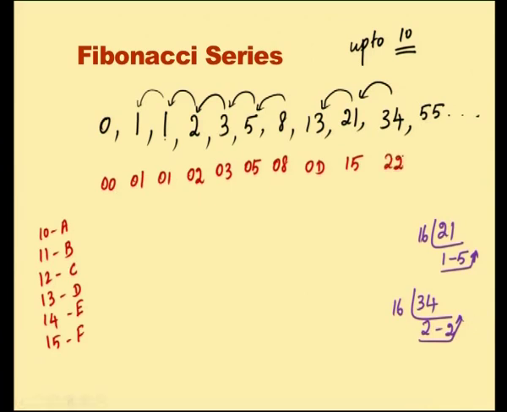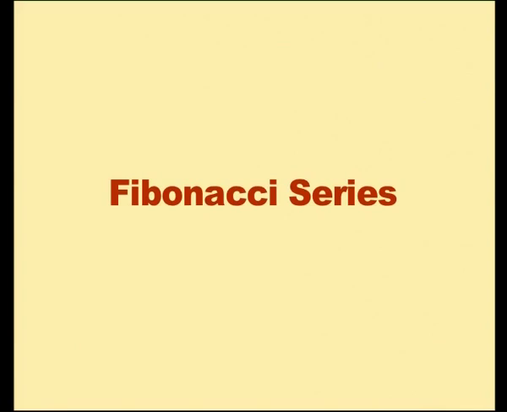Okay. So, up to 10 numbers only we are planning to generate the series, 10 numbers up to 34. So, these are the hexadecimal numbers we are going to generate: 00, 01, 01, 02, 03, 05, 08, 0D, 15 and 22. Now, you get the clear concept about how to generate the Fibonacci series.